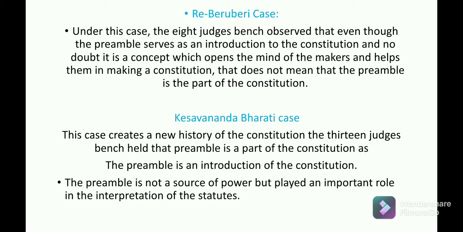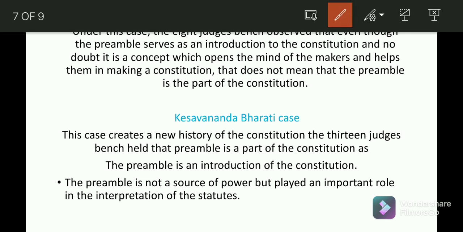In the Berubari case, there was an 8 judge bench. It was held that the preamble is an introduction to the constitution, and no doubt it clarifies the concept and opens the mind of the makers. Who are the makers? The lawmakers, the constitution makers, and it helps in making a constitution. It should be noted that it does not mean the preamble is a part of the constitution.